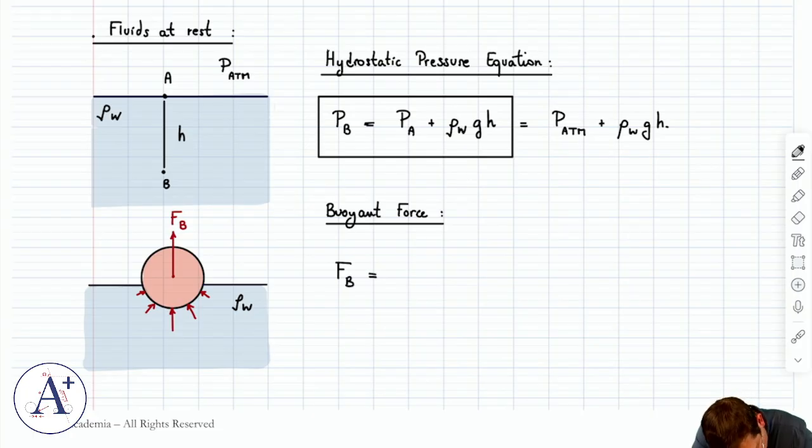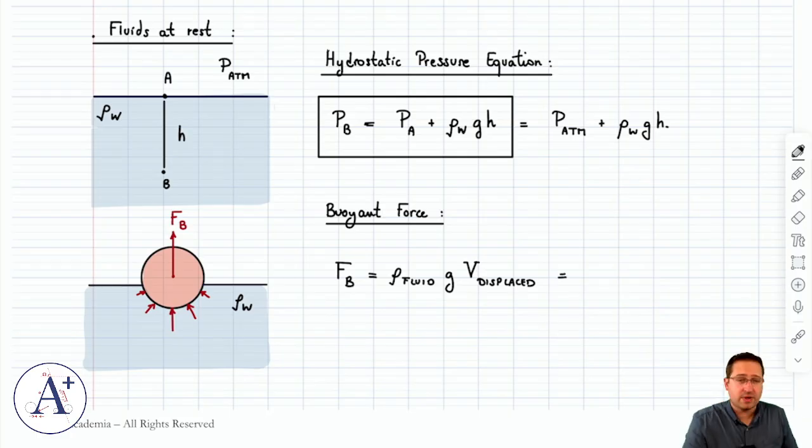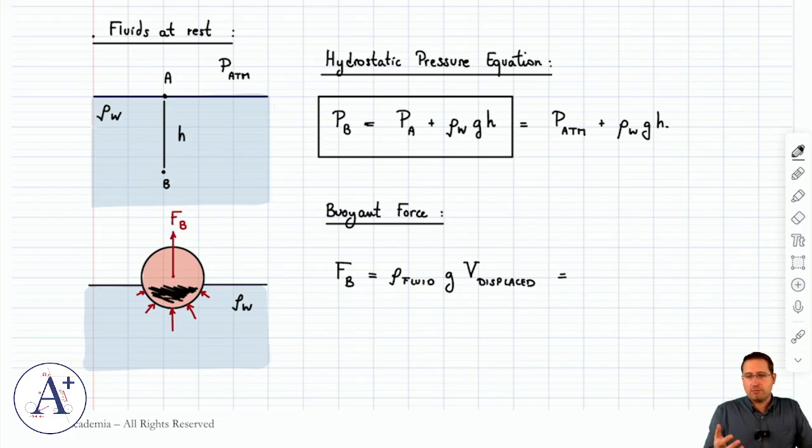Now F_B is rho fluid, g, times the displaced volume. Now, I don't like the displaced volume. I've always found that that term made no sense. It's the historic term. What it means is the volume of water that was displaced by the basketball.